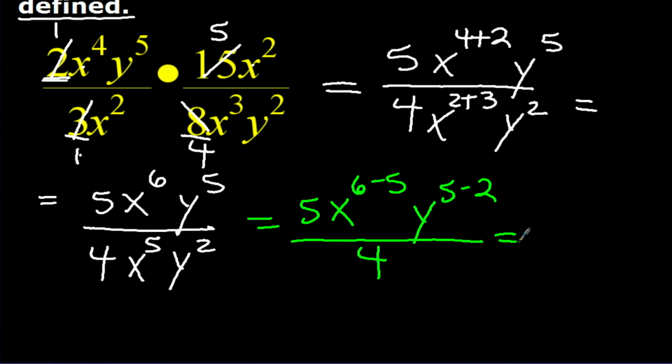So now I have one more step. I'm just going to simplify. So I'm going to have 5x to the 6 minus 5, which is to the 1st power. Remember, when it's an exponent of 1, I do not write it. It's understood. And then I have y to the 5 minus 2, which is y to the 3rd power, over 4.